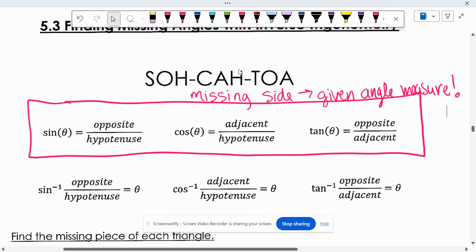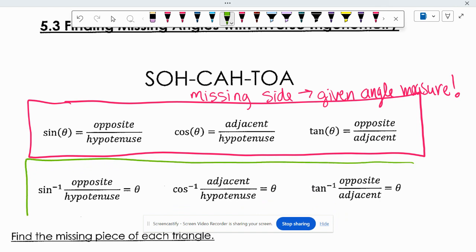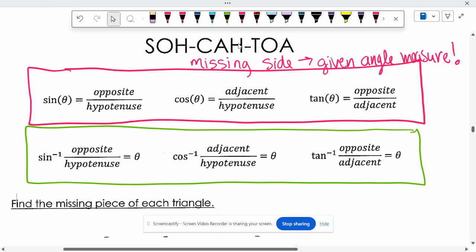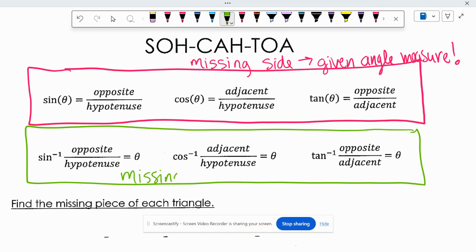When we're not given an angle measure, we use these functions. Okay. So this is when you have a missing angle. You're going to be given two sides, and you have to find the angle.